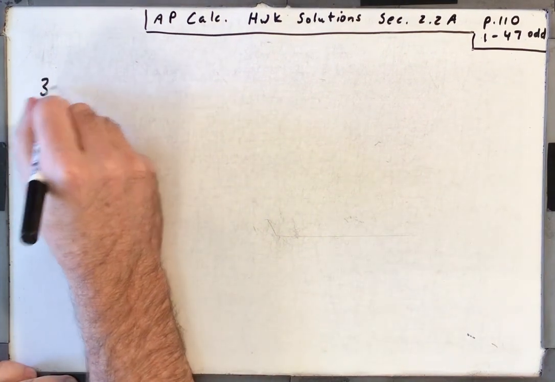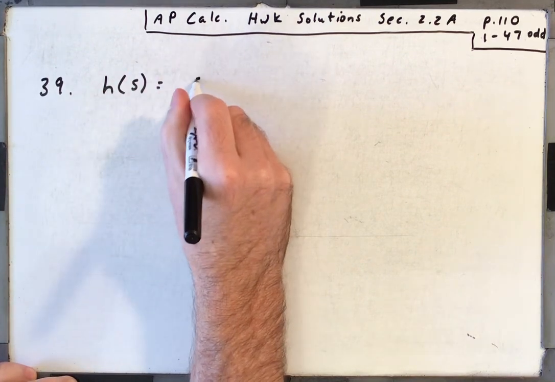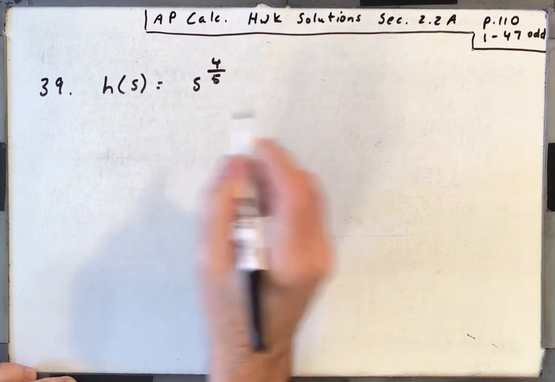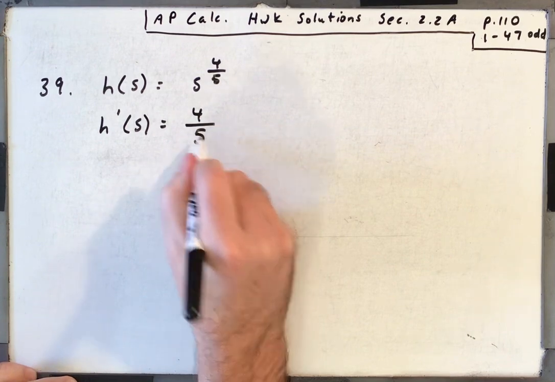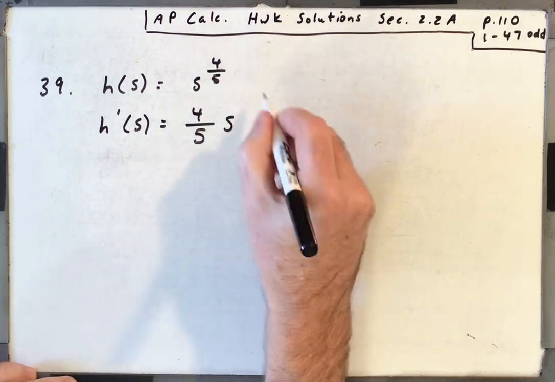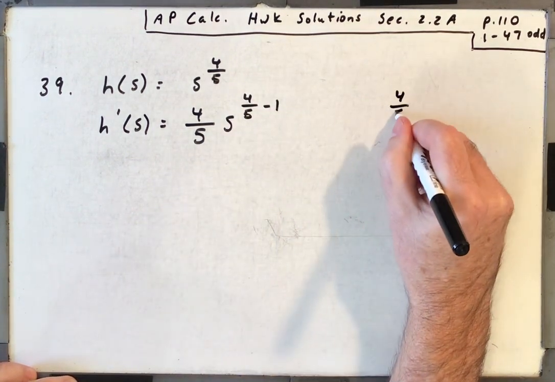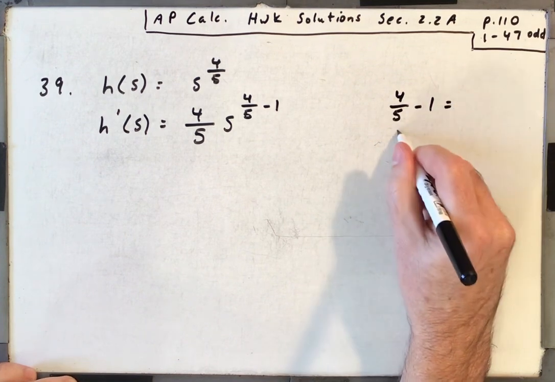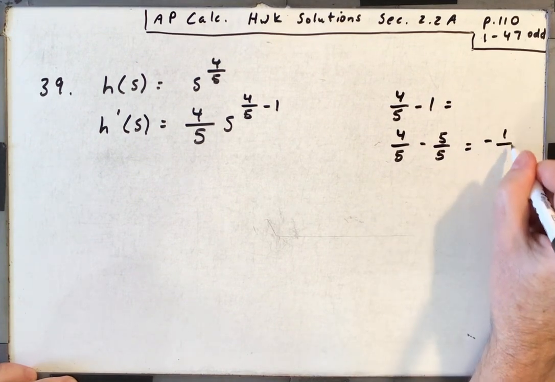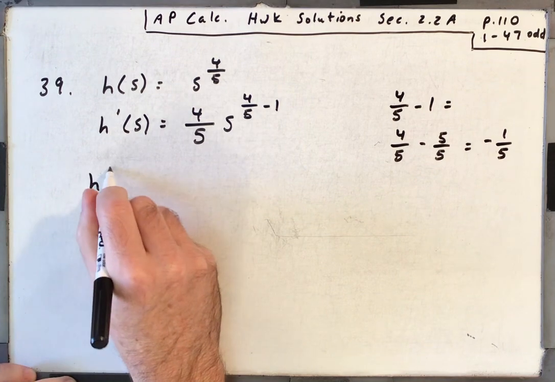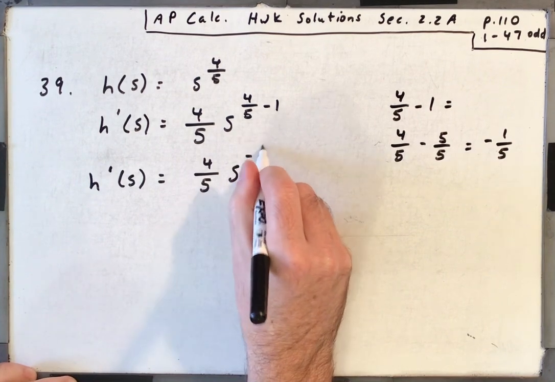39. h of s is s to the 4/5. So h prime of s, it's 4/5. I'm going to do a little extra step here. Times s to the 4/5 minus 1. So 4/5 minus 1 is equal to 4/5 minus 5/5. So that's negative 1/5. So write it out like that if you need to. h prime of s is equal to 4/5 times s to the negative 1/5.